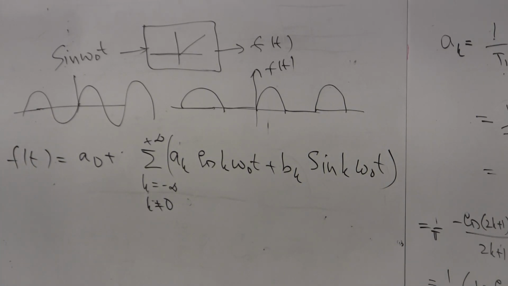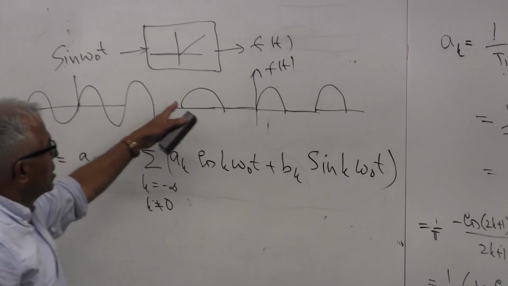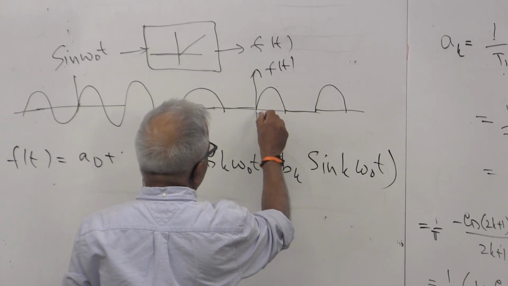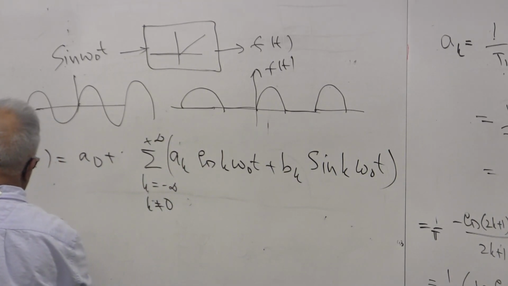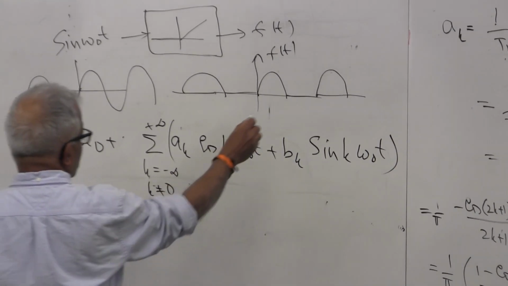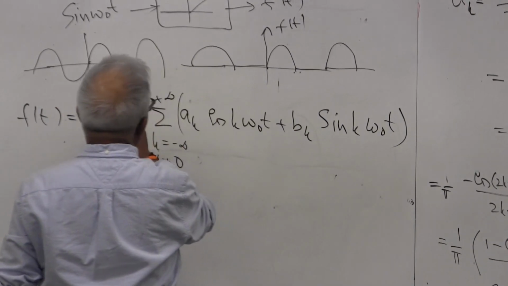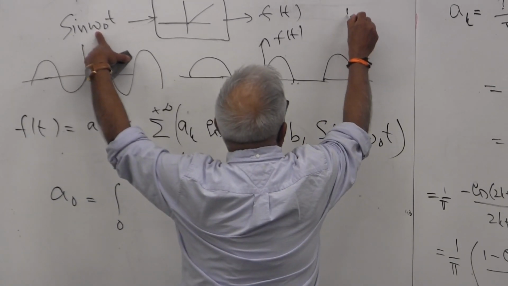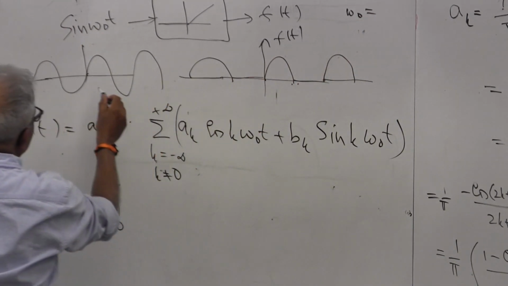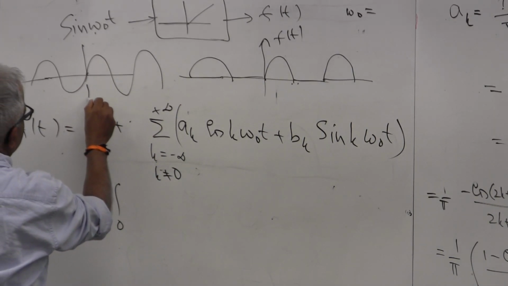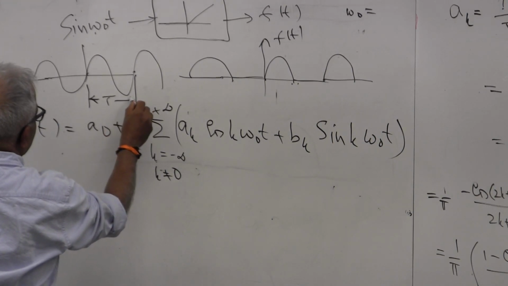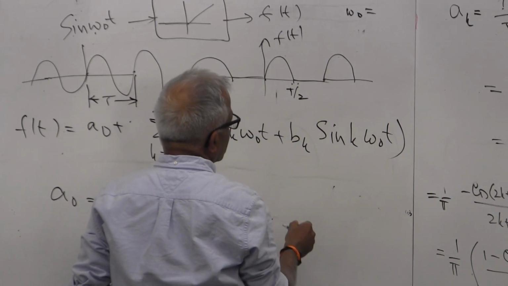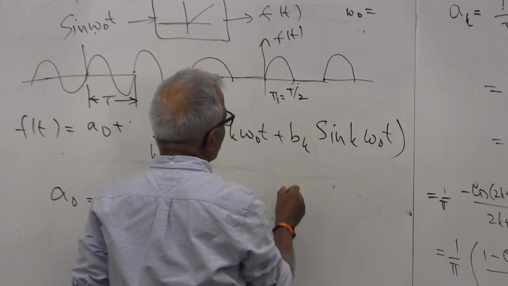A naught is definitely non-zero because you can see there is a DC value, right? So for a naught, it is enough to do it over a period. So I'm going to think of the period from here to here. So a naught will be integral 0 to whatever this point is. Remember, this omega naught corresponds to a period of T. That T will be this. So physically this point is T by 2. That's the period of this. So this is T1, the new waveform.